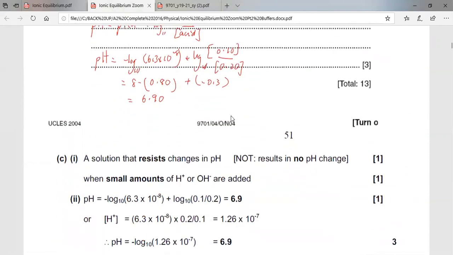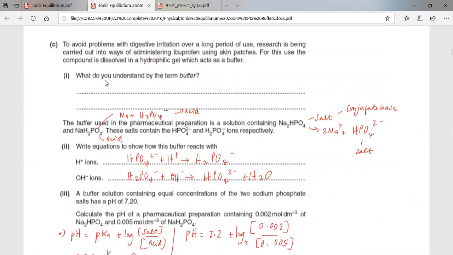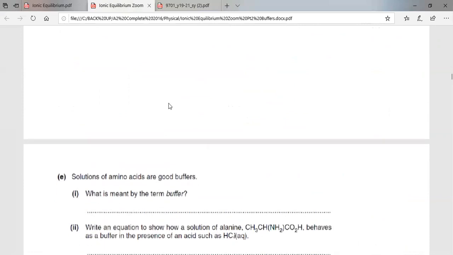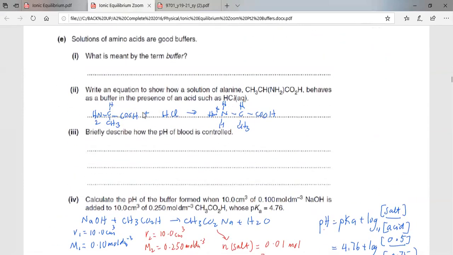Okay, another one, page 3 here. Another one. What do you understand by the term buffer? Okay, another one, page 6 here. I can go on forever. Okay, what is meant by the term buffer?